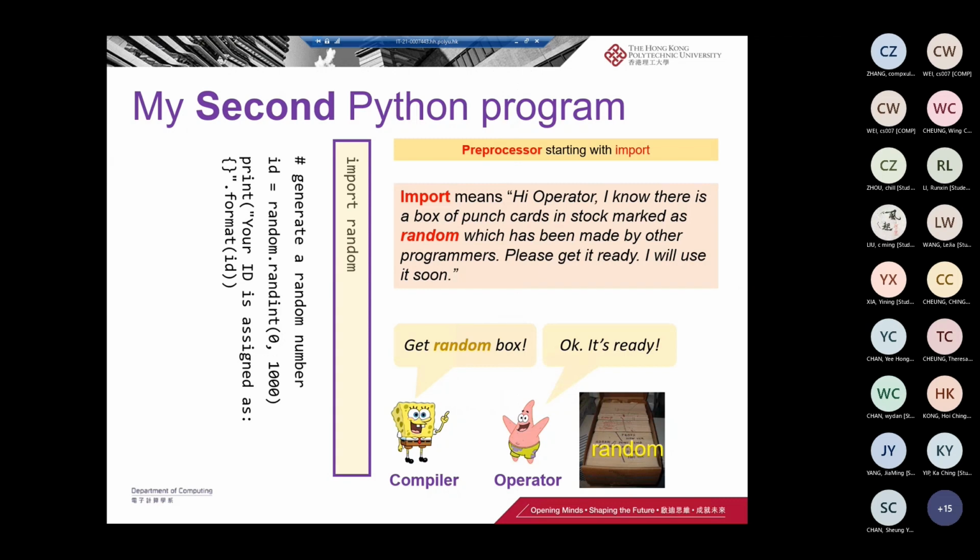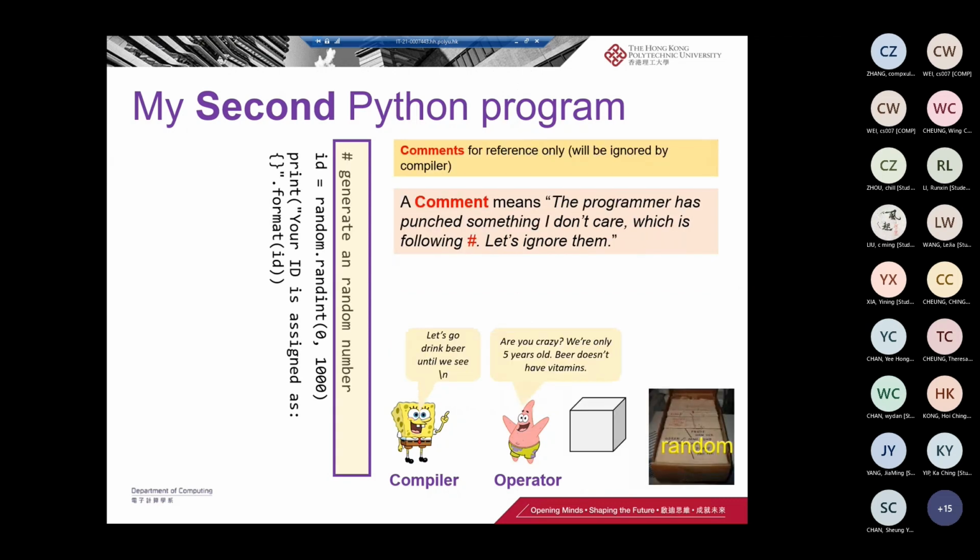Okay, and after that, we go further to reach the second line, which is the comments. As I mentioned, the comments do nothing from a program point of view, because the compiler is just going to ignore them. This is just for human reference, for programmers' reference. So it just ignores those comments.